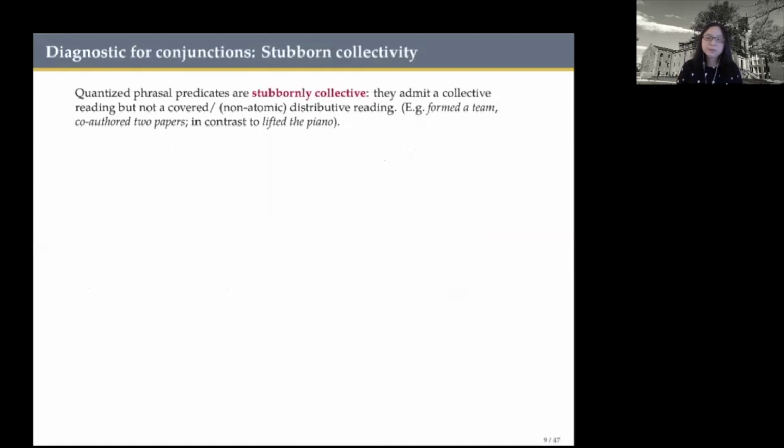The evidence comes from questions with collective predicates, and specifically what I call stubbornly collective predicates. Quantized phrasal predicates such as formed a team, co-authored 2 papers. Those predicates are stubbornly collective. They admit a collective reading, but not a covered reading or distributive reading.